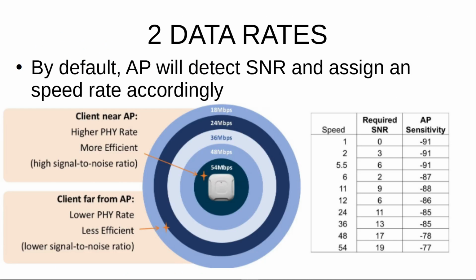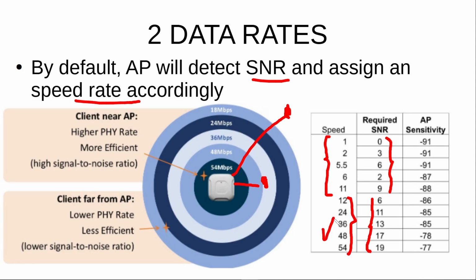By default, the access point will detect the signal to noise ratio and assign a speed rate accordingly. So for instance, if you have a device that is far from the access point, it will probably have a small signal to noise ratio. So this device will get assigned a very low speed data rate to transmit. Whereas if a device is closer to the access point, it will surely have a higher signal to noise ratio, hence it will receive a higher speed data rate.